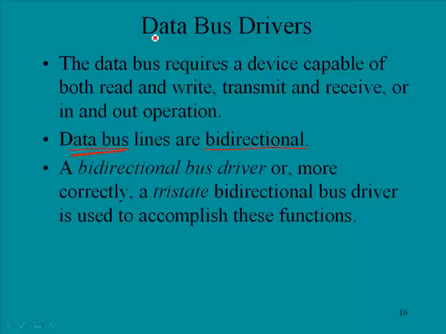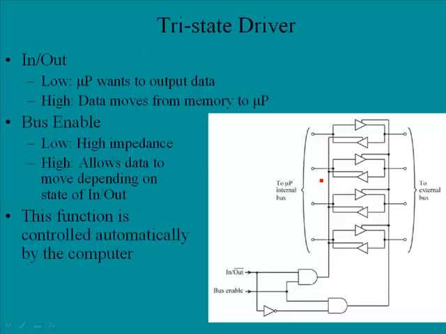And so we have something called a data bus driver, and specifically we're going to use a TriState bidirectional bus driver. TriState meaning that it has 3 different states, and the 3 different states would be that you're moving data from memory to the processor, from the processor to memory, and then the third state is that it's not doing anything.